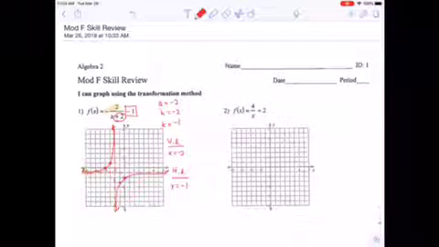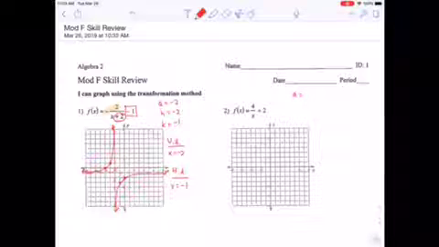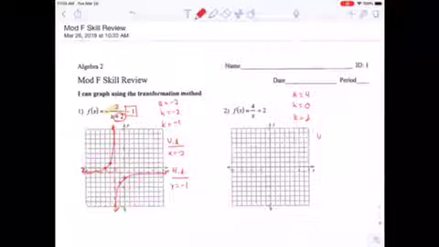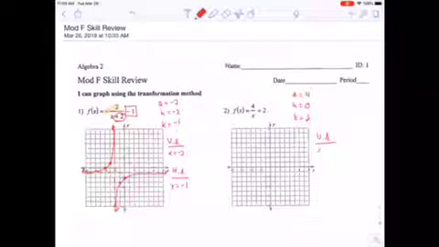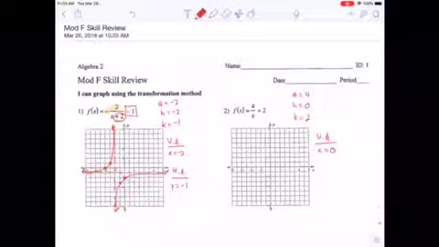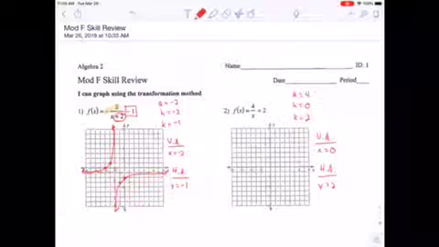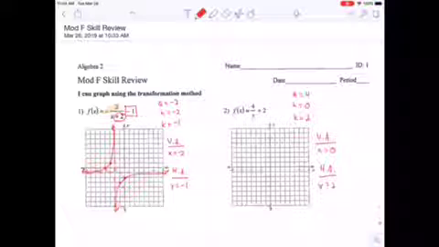So, number 2, same thing. Your a value is 4. H value, there is no number with the x, so that is 0. And your k value is 2. So here we have our vertical asymptote is going to be at x equals 0. And your horizontal asymptote is going to be at y equals 2. Remember, vertical asymptote is your h value, horizontal asymptote is your k value. So let's go ahead and draw those in.